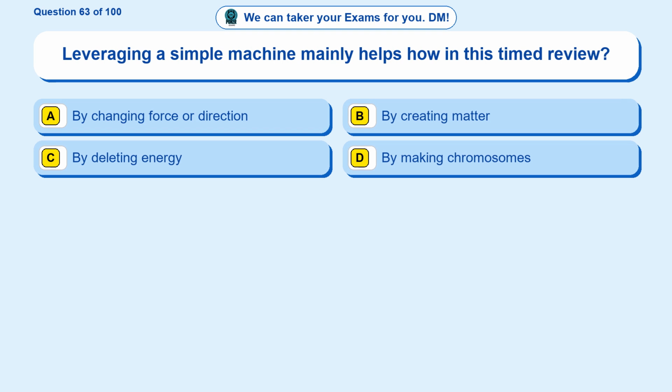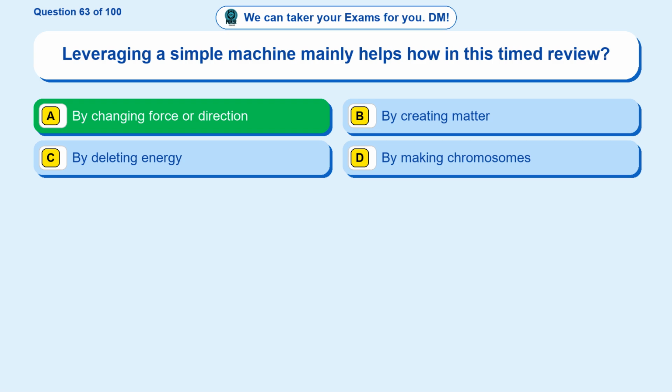Question 63. Leveraging a simple machine mainly helps how in this timed review? Option A, by changing force or direction. Option B, by creating matter. Option C, by deleting energy. Option D, by making chromosomes. The correct answer is option A.